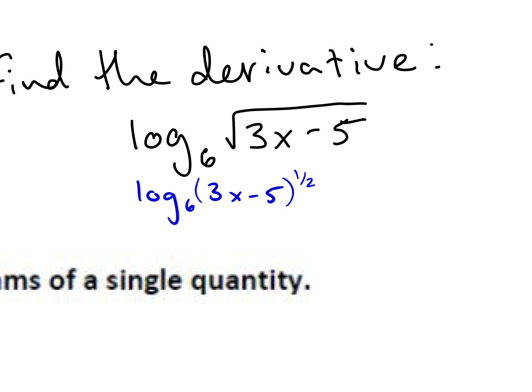Any exponent that I have, I want to make it a coefficient. It's going to be finding the derivative a lot easier when it's a coefficient. That way we don't have to worry about the chain rule and then simplifying at the end. So when we make this a coefficient, we have 1/2 log base 6 of 3x minus 5.